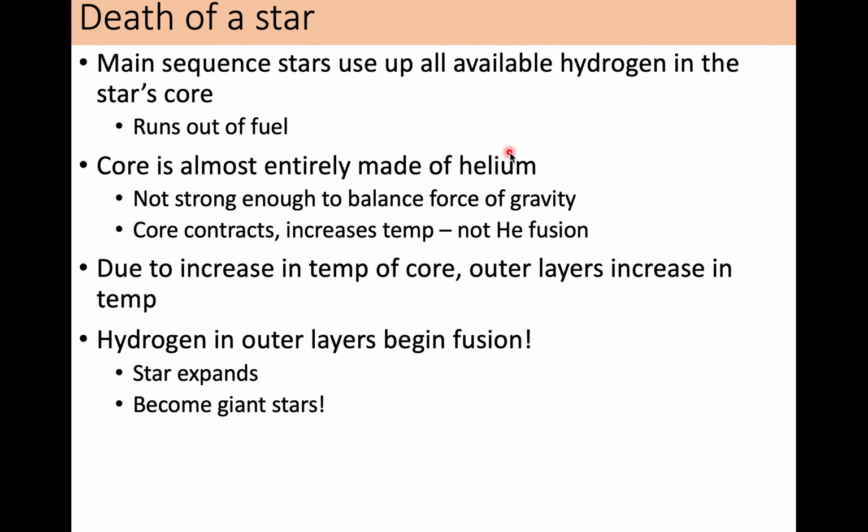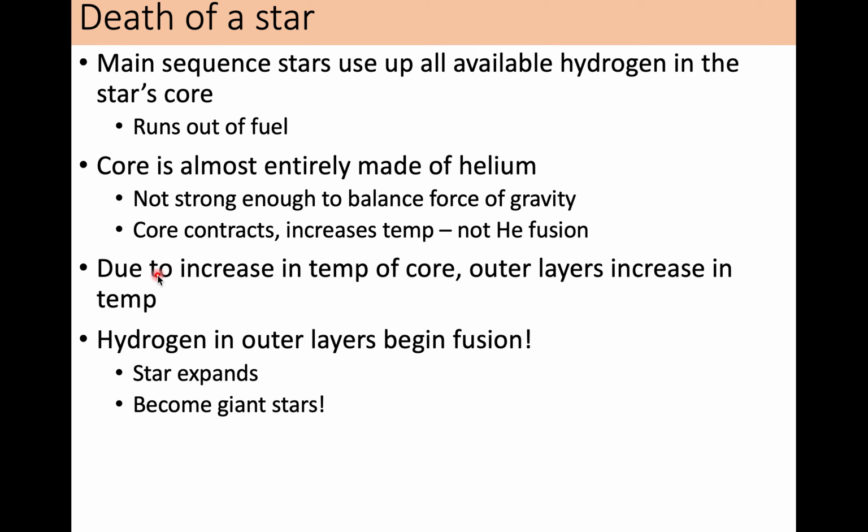And the helium core is not strong enough to balance out the force of gravity pushing downward on the star. So what happens is the core will start to contract. It's going to get smaller because it can't withstand that gravitational force. When the core contracts, the temperature is going to increase. But it doesn't quite increase enough to start fusing the helium that is there.